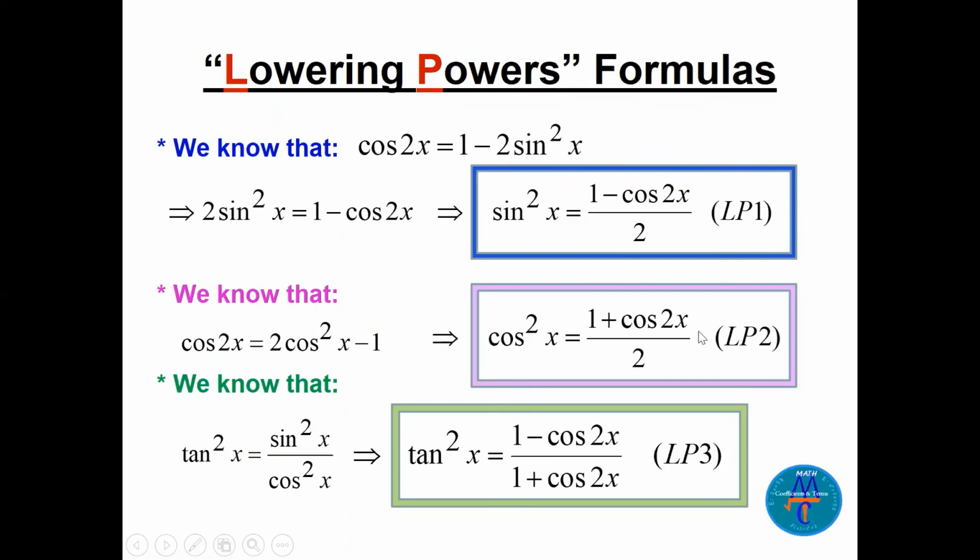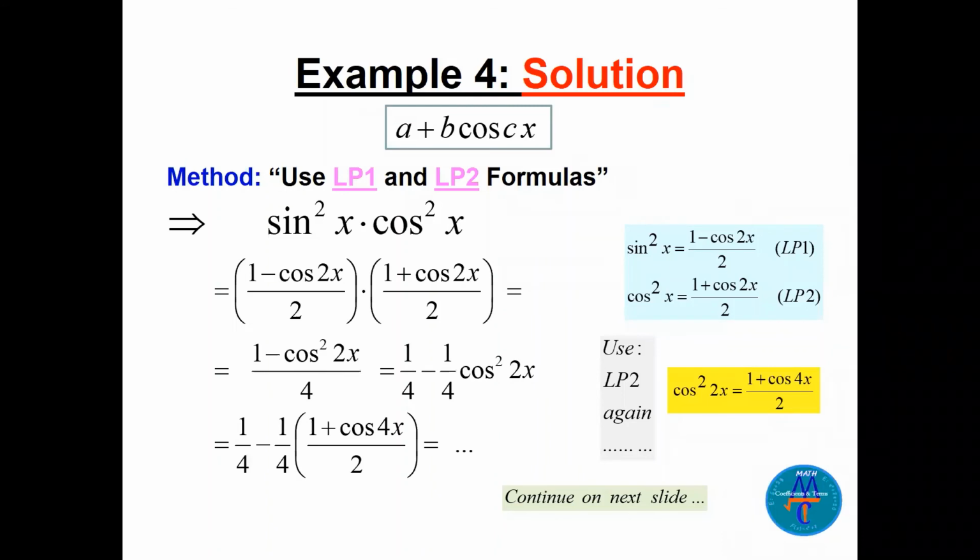LP1, LP2. Now for the solution of example 4, directly we replace sine squared of x using LP1, 1 minus cosine 2x over 2, cosine squared of x, this is LP2, replace it by 1 plus cosine 2x over 2. I have put the formulas here just to use them there. Now multiply these as fractions. Multiply 2 times 2 is 4. This is a difference between two squares. You can use the algebra stuff.